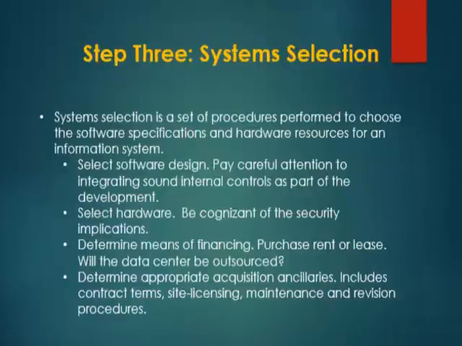Step 3. Systems selection. Systems selection is a set of procedures performed to choose the software specifications and hardware resources for an information system. First, select the software design. Pay careful attention to integrating sound internal controls as part of the development. Select the hardware. Be cognizant of the security implications. Determine means of financing. Purchase, rent, or lease. Will the data center be outsourced? Determine appropriate acquisition ancillaries. Includes contract terms, site licensing, maintenance, and revision procedures.